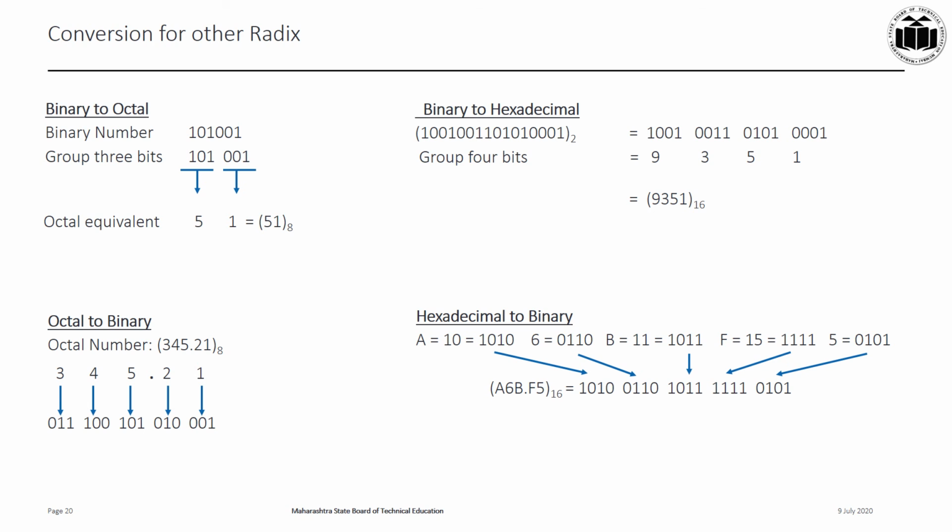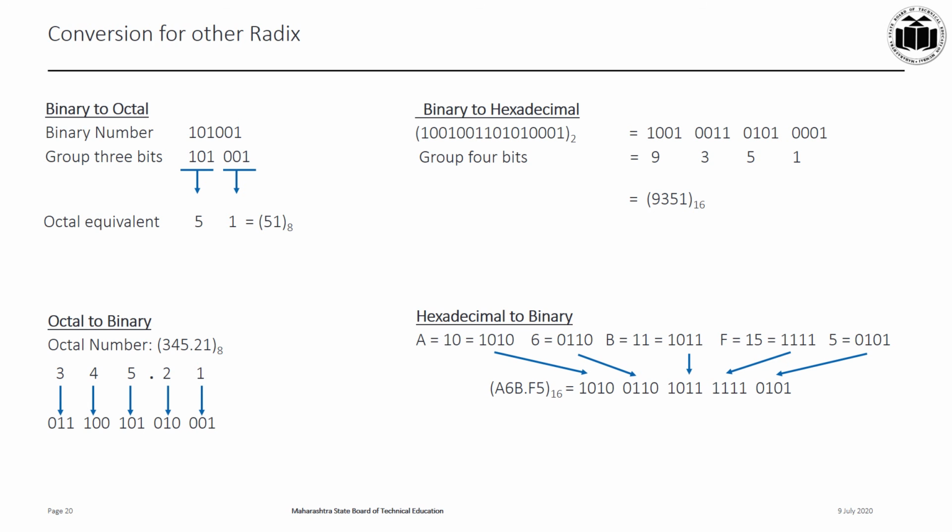For binary to octal conversion, make group of 3 bits starting from the LSB side. Convert the 3-bit group into an octal digit. So as you can see over here, the answer that you get is 51 to the base 8 for the binary number 101001. Similarly, you can do binary to hexadecimal conversion also.